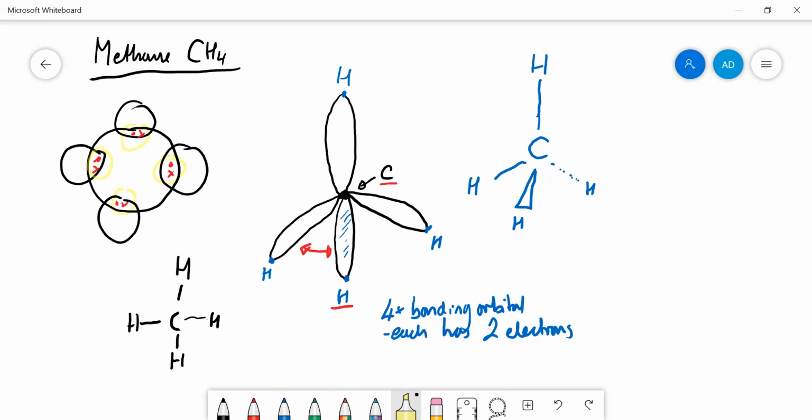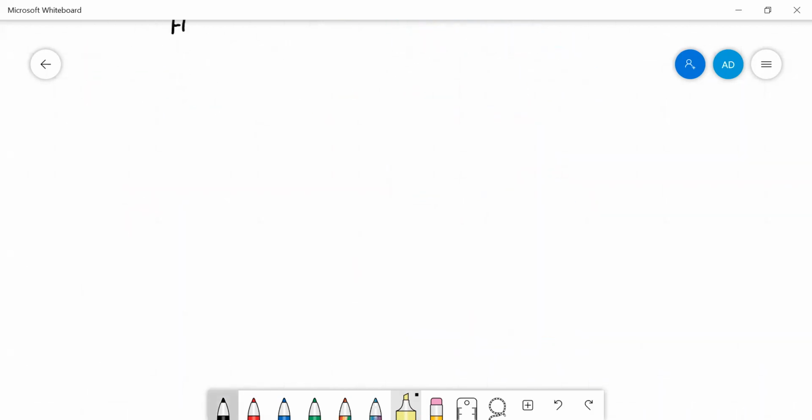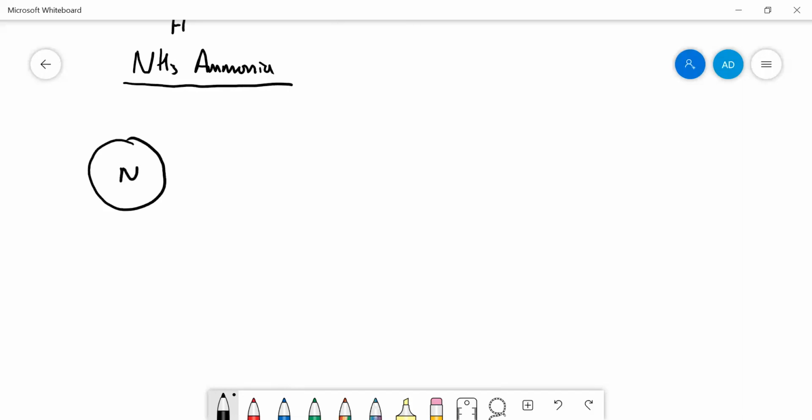Okay, now let's have a think about what ammonia would look like, NH3, because that's got some electrons in the outer shell which are not involved in bonding. So we'll have a look at that now. So let's have a look at ammonia. Right, so we have nitrogen there. A dot and a cross in each of those.